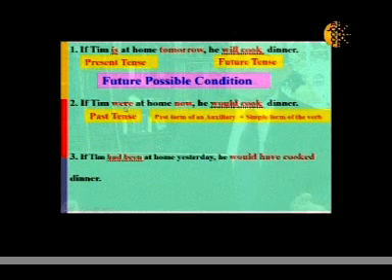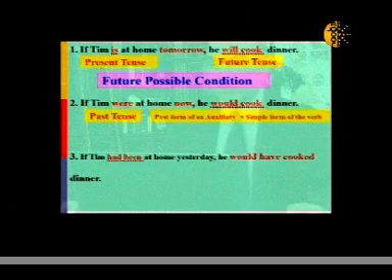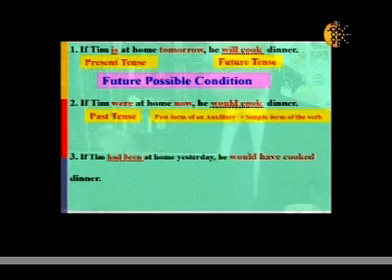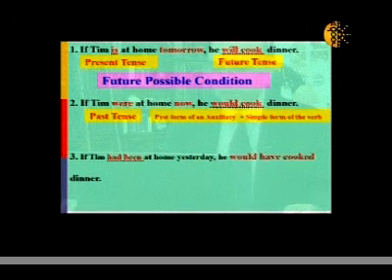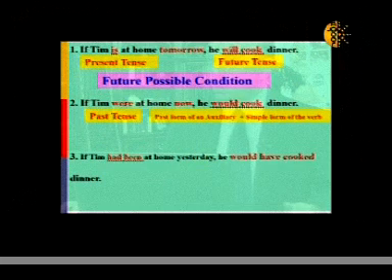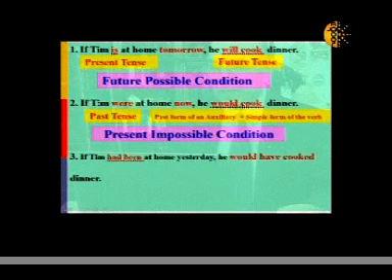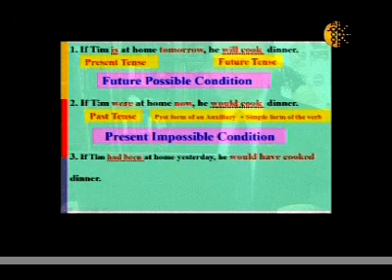Now again, in spoken English, when you talk to native speakers of English, with Americans in particular, some of them do use was when they talk. But when you write or when you take a test, was is not the correct form. You have to use were. If Tim were at home now, he would cook dinner. That's a present impossible situation.